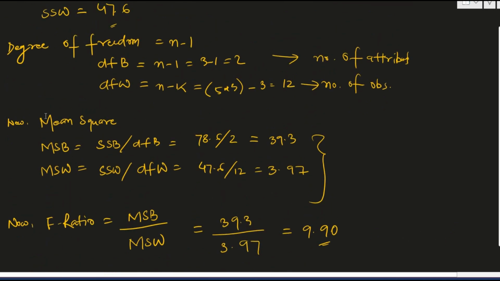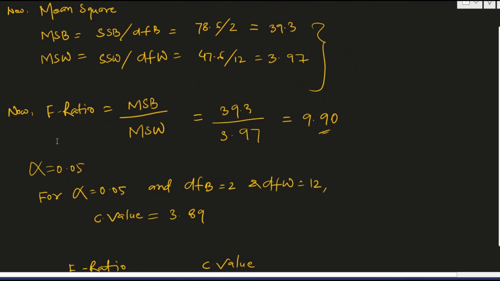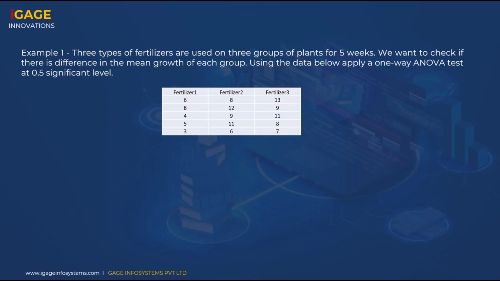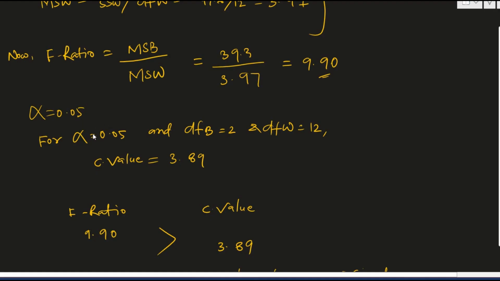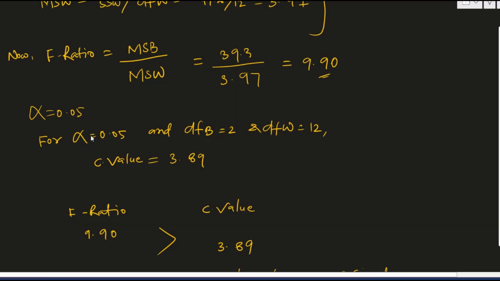Then the mean square. The mean square will be the sum of squares divided by the degree of freedom. We calculated it for between the group and within the group, and then the F ratio is the ratio of mean square between the group and mean square within the group, which we received as 9.90. Now the significance level is already given in the question, that is 0.05.